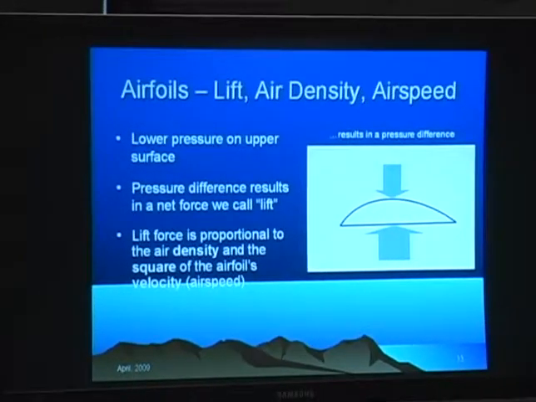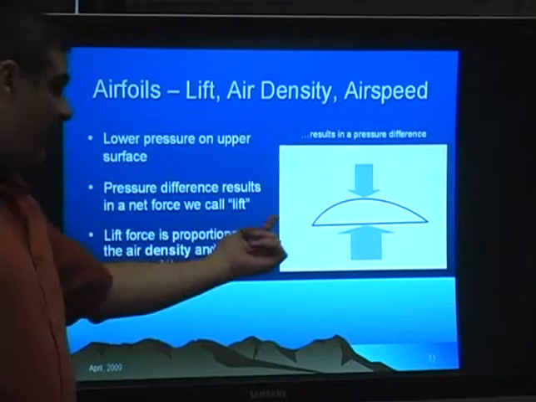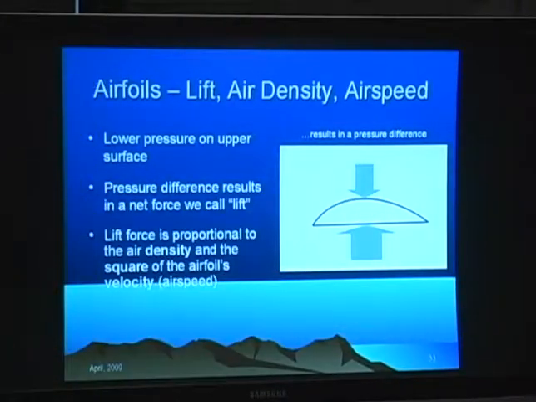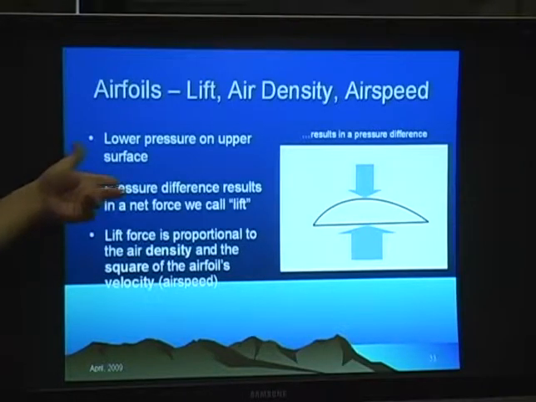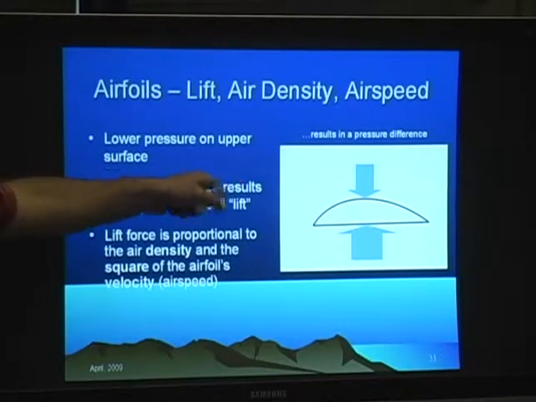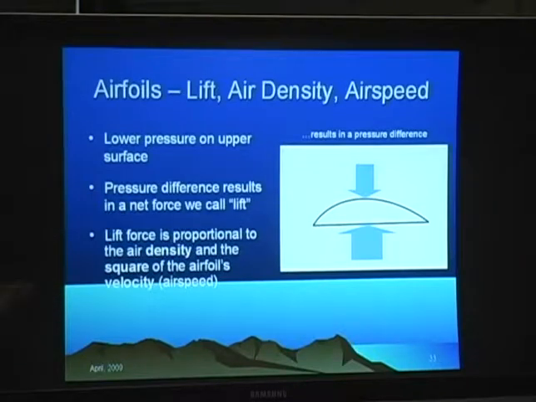Okay, so an airfoil accelerates the air on the upper surface, and we get a pressure drop due to the faster moving air on top. And the previous slide tells us the pressure drop, of course, pressure times area is force, and it's the force we call lift. But this lifting force is proportional to the air's density, and it's also proportional to the square of the velocity, the square of the airspeed.